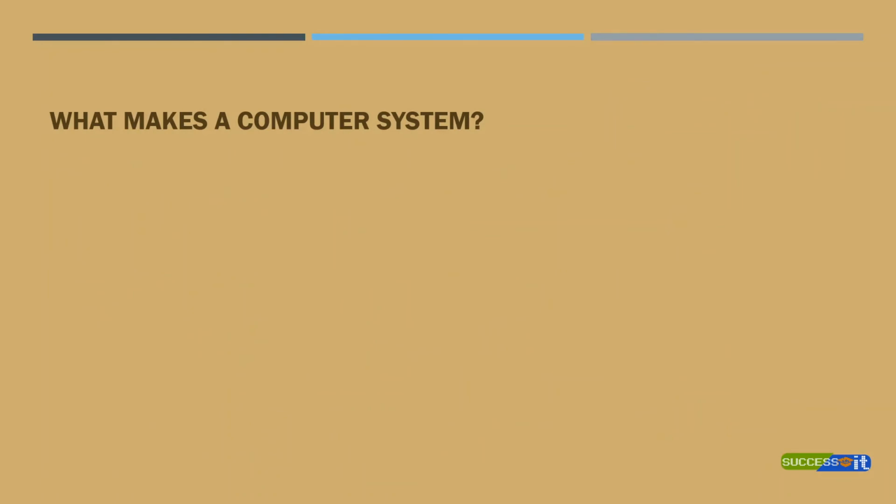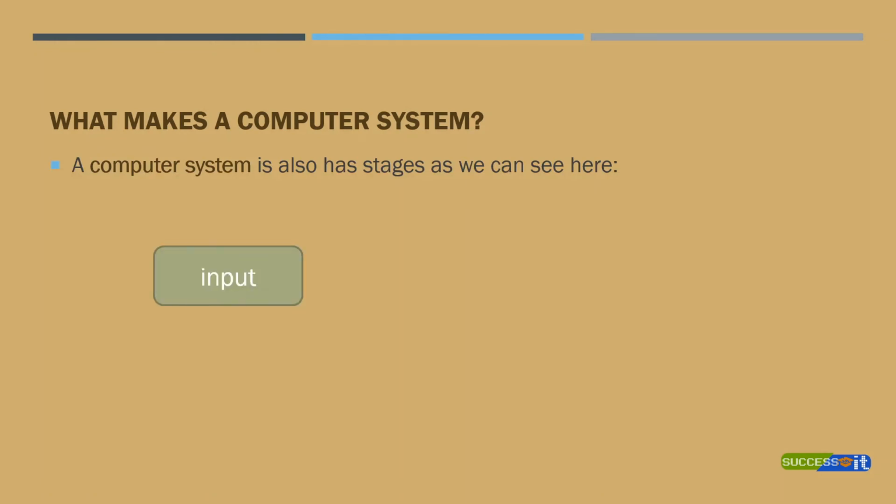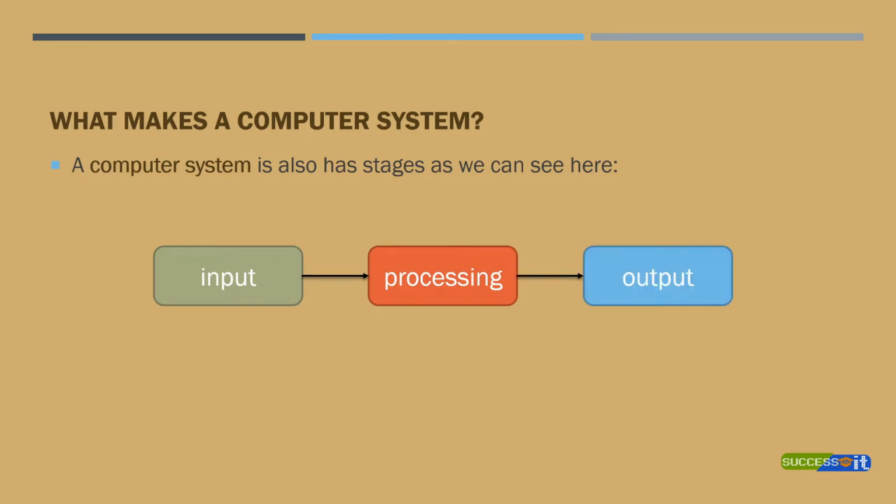So what makes a computer system a system? Well, a computer system also has stages, as we can see here. Input, where data is fed into the system. Processing, where that data is manipulated. And information is then output. Some of the data and information may be stored for immediate or future use. We will see this diagram again in other parts of our series.